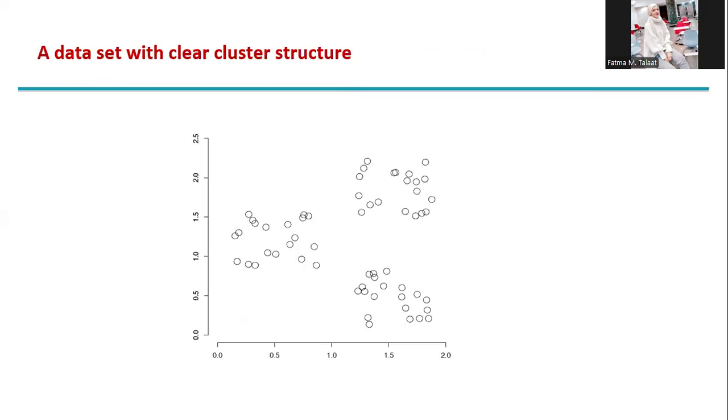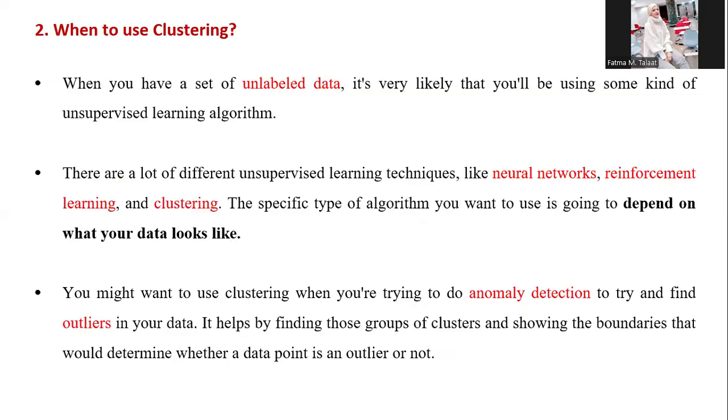زي الرسمة اللي قدامنا دي data set with clear cluster structure. علشان نعمل clustering للداتا set دي. When to use clustering: when you have a set of unlabeled data, it's very likely that you will be using some kind of unsupervised learning algorithm. There are a lot of different unsupervised learning algorithms like neural network, reinforcement learning, and clustering. The specific type of algorithm you want to use is going to depend on what your data looks like.